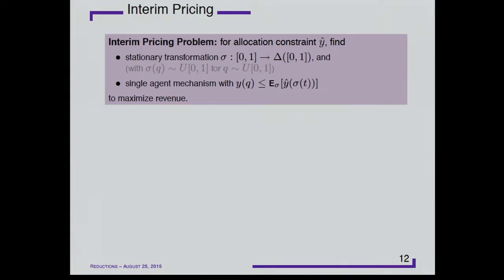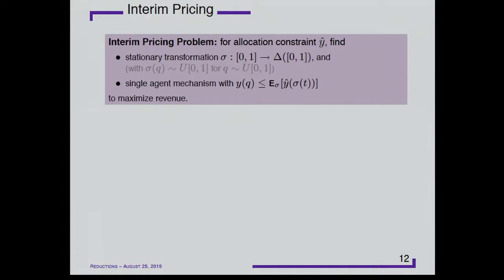Okay, I now am ready to define this interim pricing problem. The interim pricing problem assumes that I'm given an allocation constraint y, which is the same form as an allocation rule in quantile space. I'm going to use hats, by the way, for constraints. Every time I have a constraint, I'll put a hat on it. So y hat is just a monotone decreasing function from 0, 1 to 0, 1.